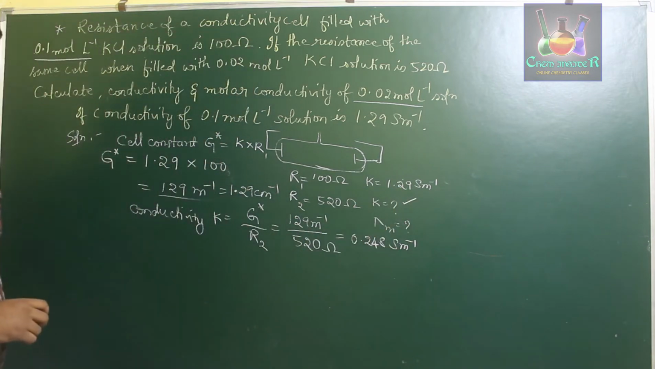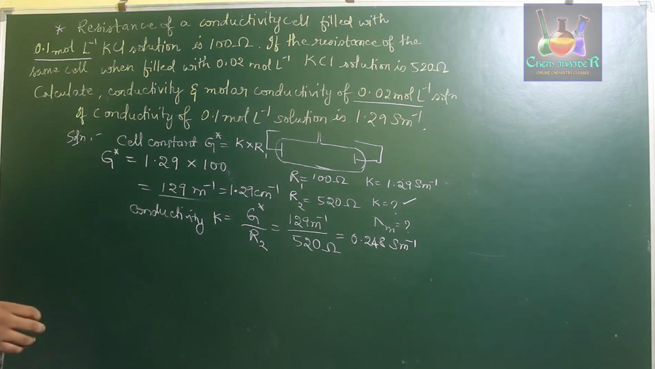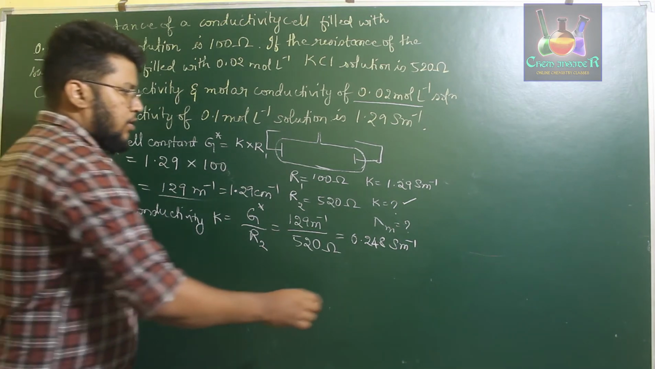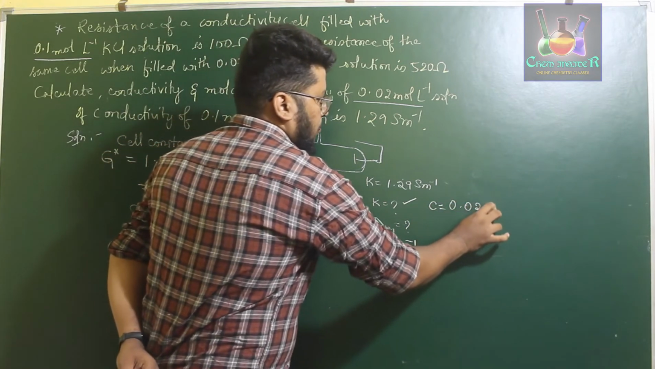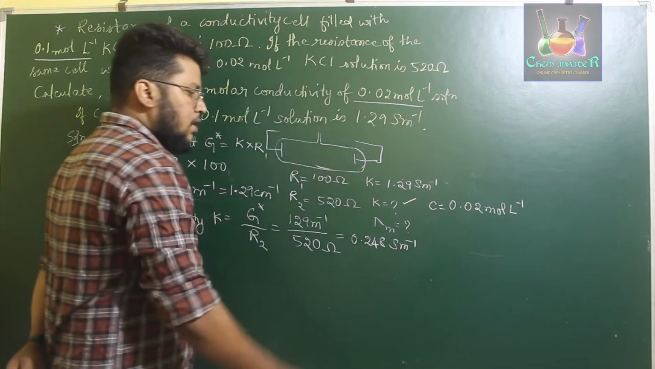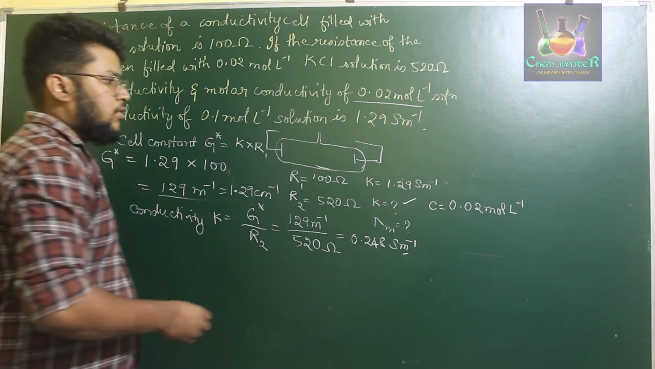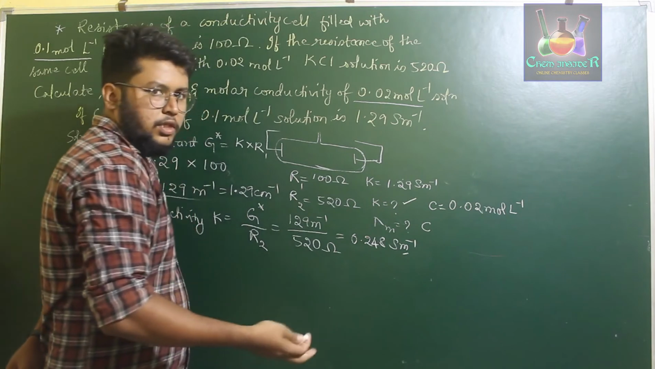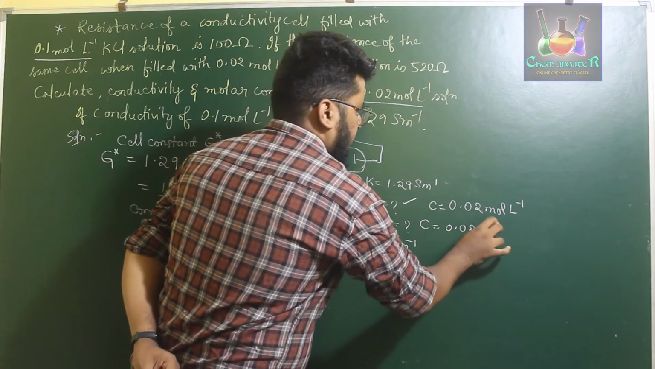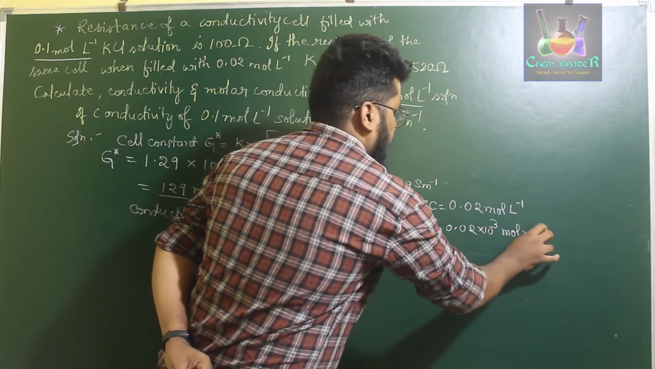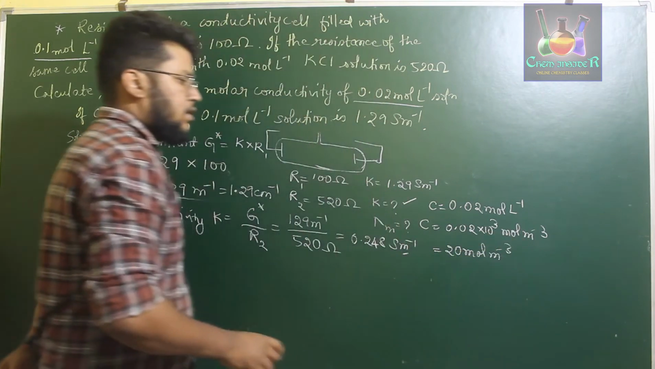Now what is left is the calculation of lambda m. For the lambda m calculation, we need to consider the concentration of the solution. If you observe carefully, they have given the concentration as 0.02 mole per liter. Since we are using meter over here, we need to convert liters to meter cube. Therefore, 1 liter is equal to 1000 centimeter cube, so 0.02 into 10 to the power 3 mole per meter cube, which equals 20 mole per meter cube. So this is the concentration.